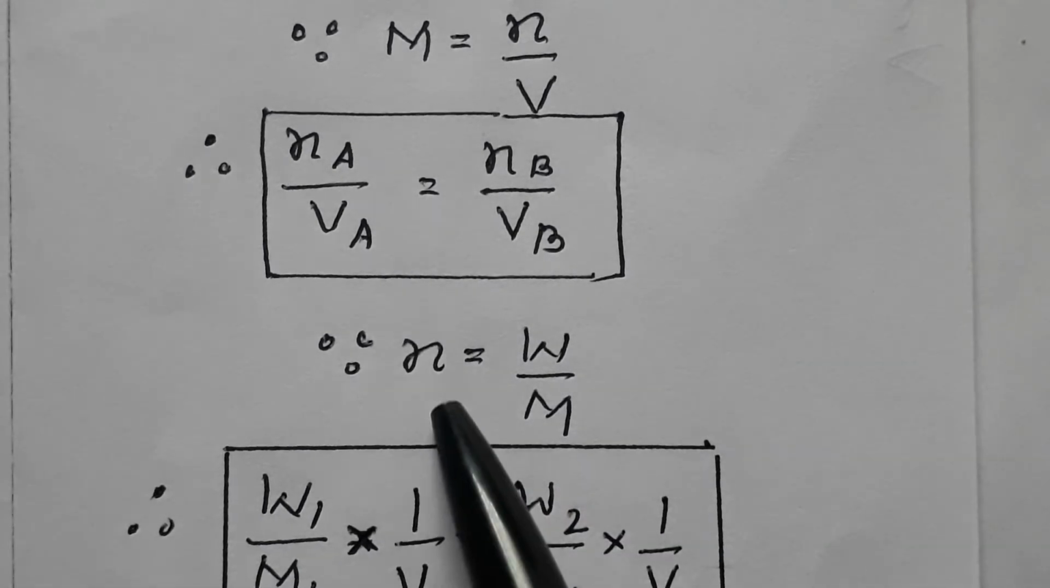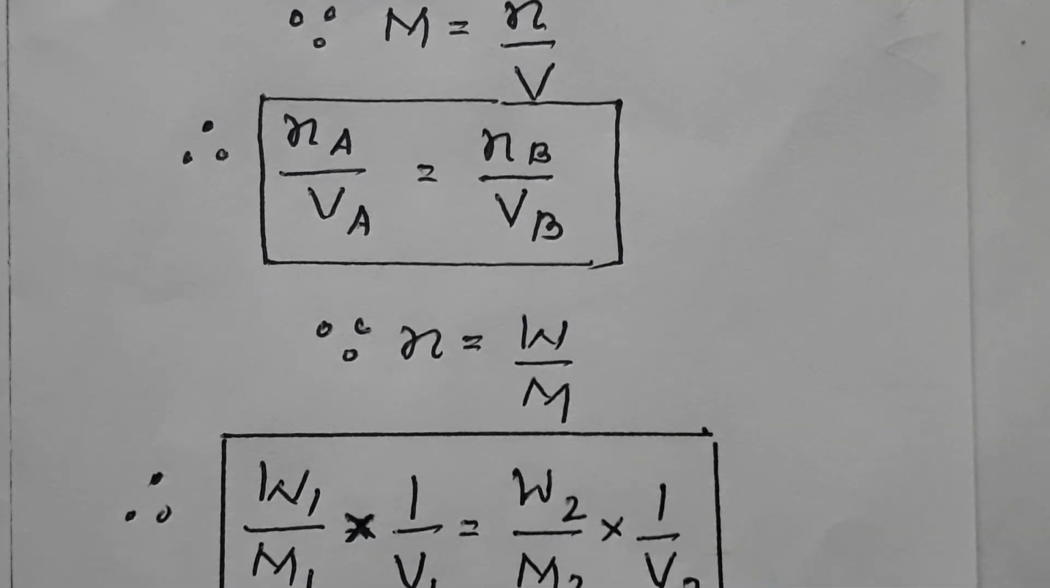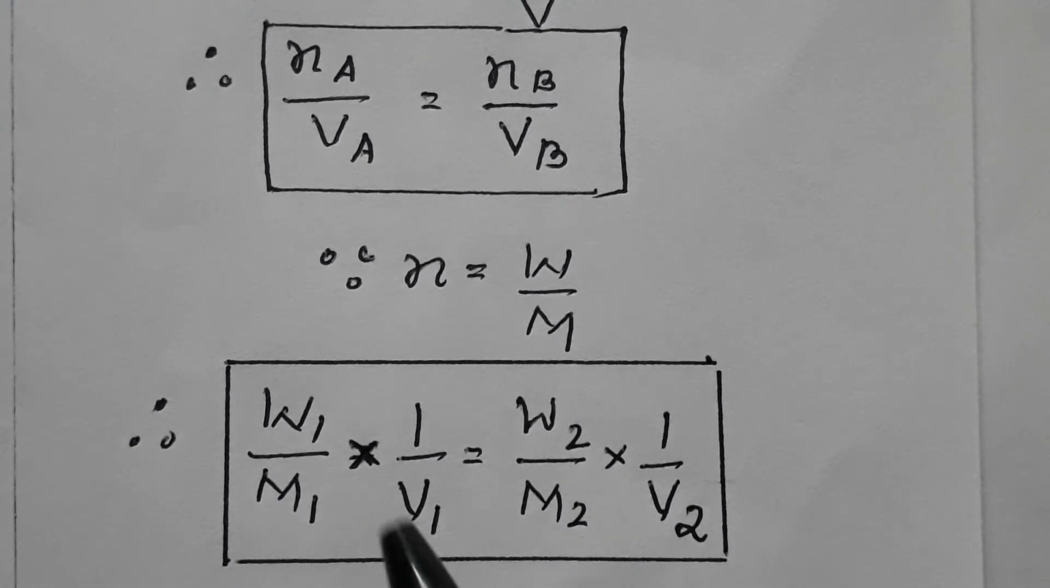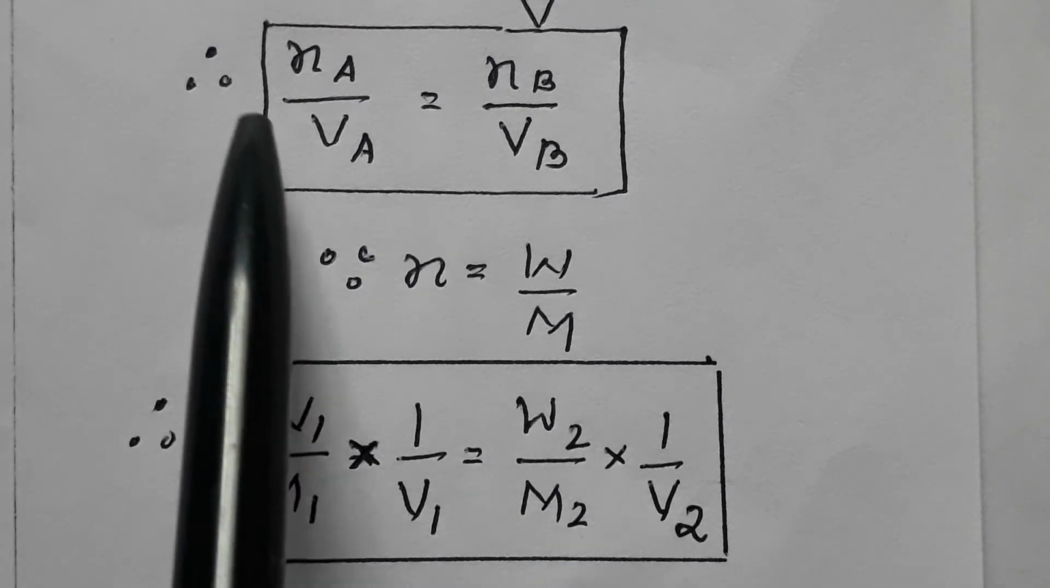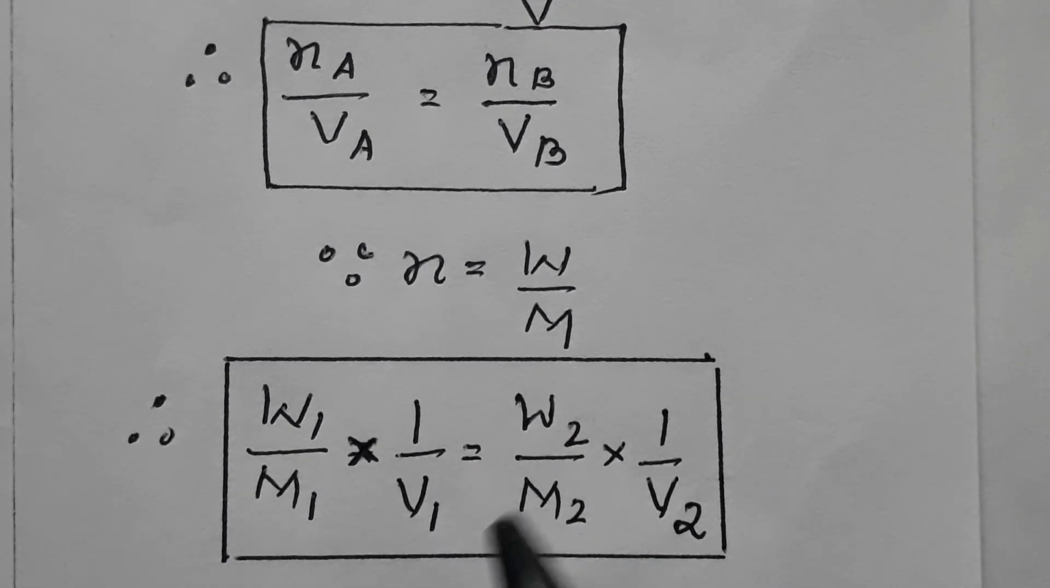Now, since n is equal to W by M, we can say that at isotonic point, W1 upon M1 into 1 upon V1, we are substituting the value of n, is equal to W2 upon M2 into 1 upon V2. This formula is applicable for the numericals but applies only at isotonic point.